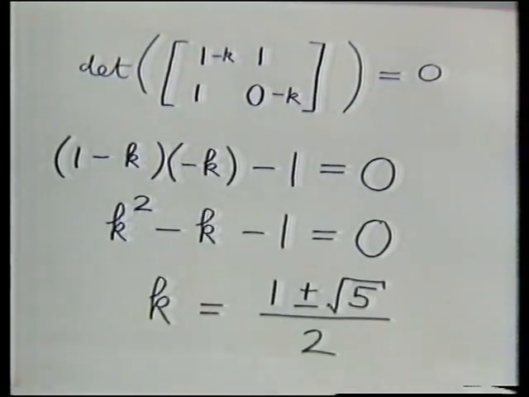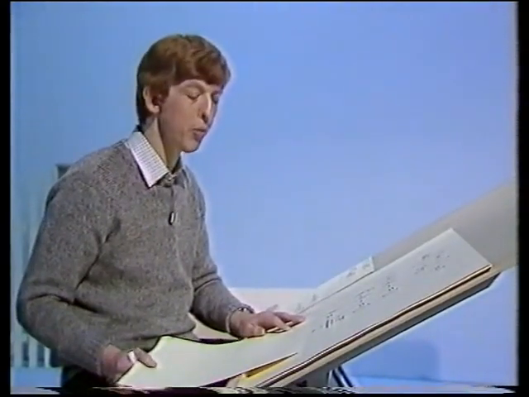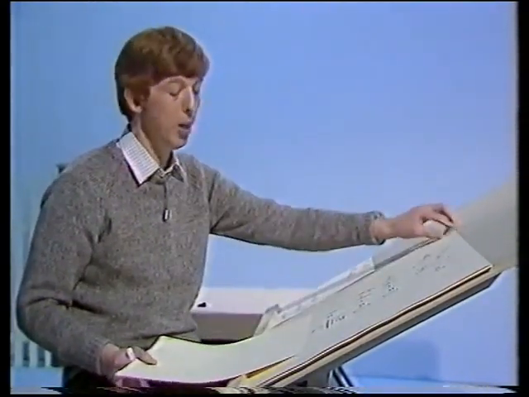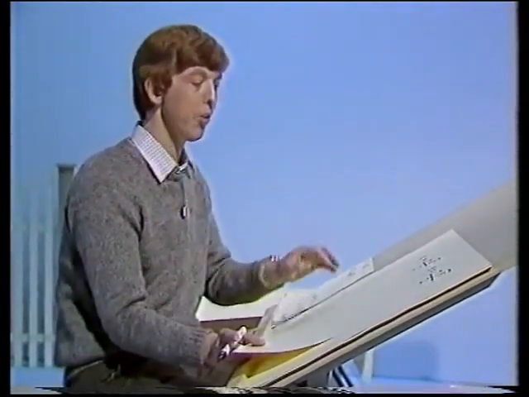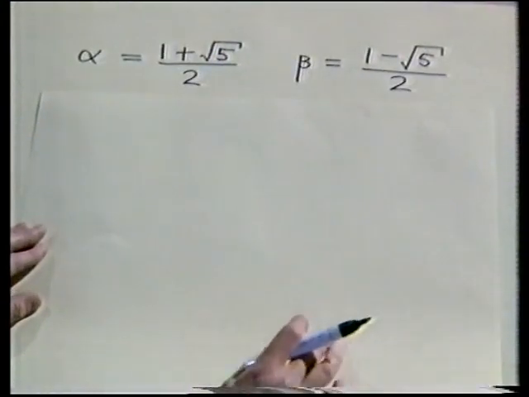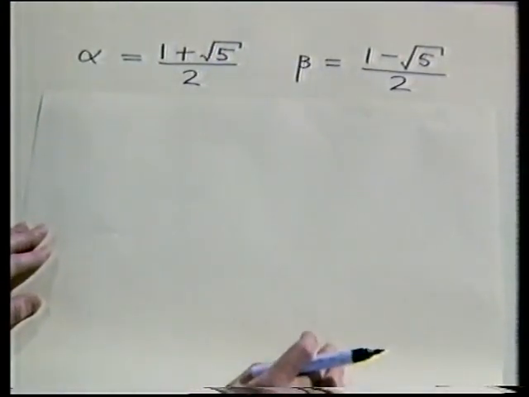Now, I can't see how to factorize that, so I'm going to use the formula. And the answer I get is the following. k equals 1 plus or minus the square root of 5, divided by 2. Now, it's going to be inconvenient to have those root 5s around, so I'm going to give these two numbers names. I'll call them alpha and beta. So alpha is 1 plus root 5 over 2, beta is 1 minus root 5 over 2.